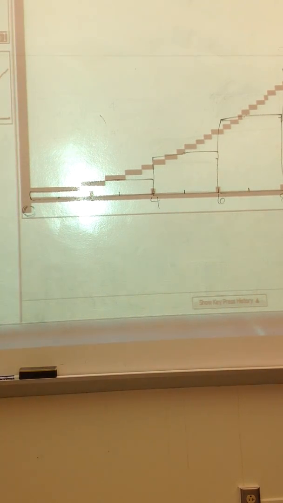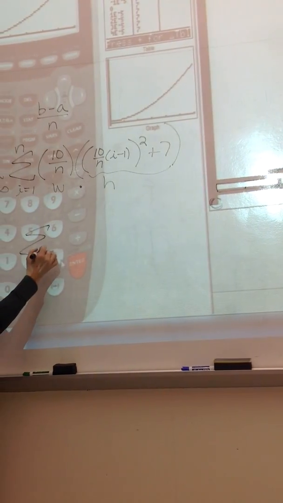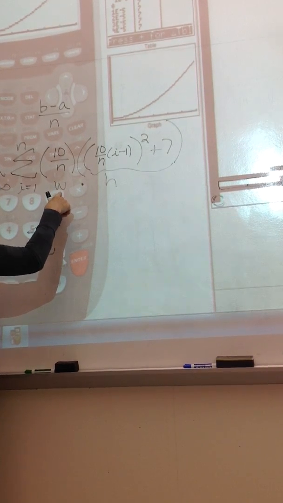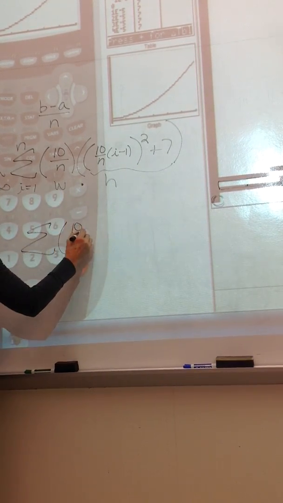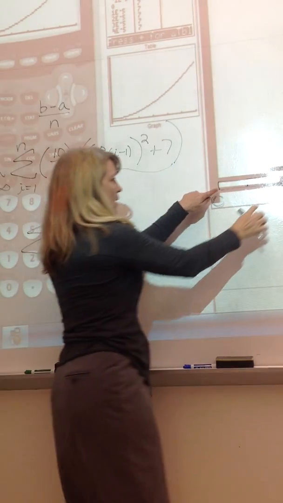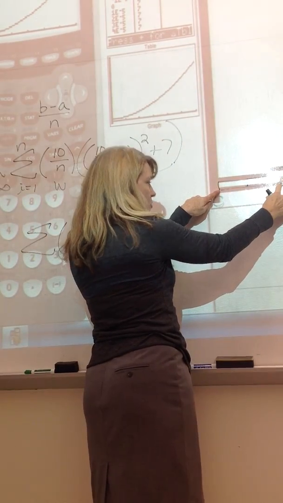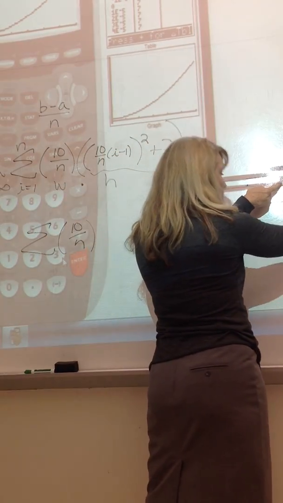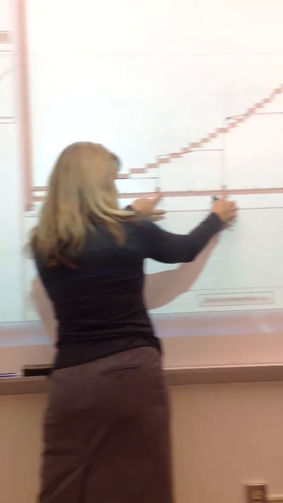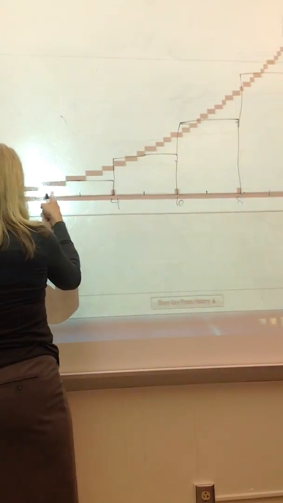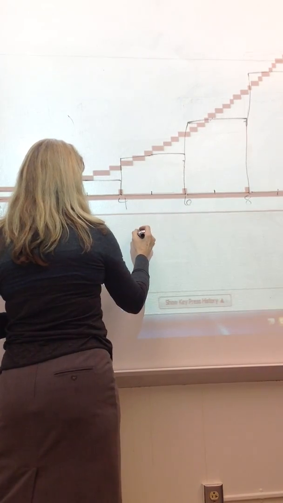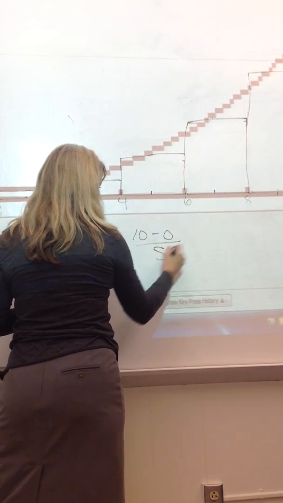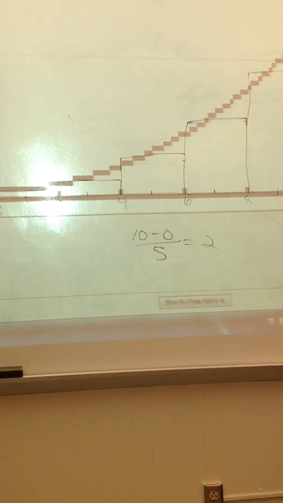Okay, so we're summing. The width is still going to be the same. It's still going to be 10 over n, okay? Because my rectangle goes from 0 to 2. This one goes from 2 to 4. This one goes from 4 to 6. The rectangles are still stretching from the same points. And so 10 minus 0 divided by 5 is still giving me that same width.